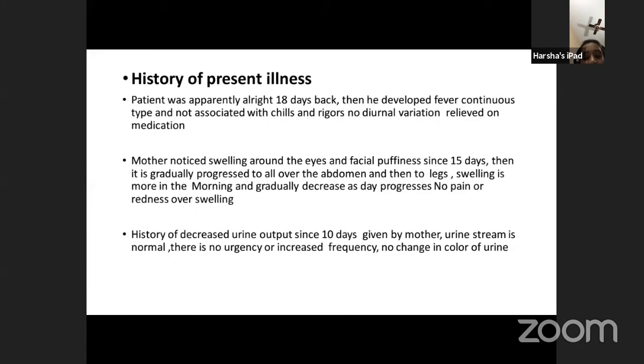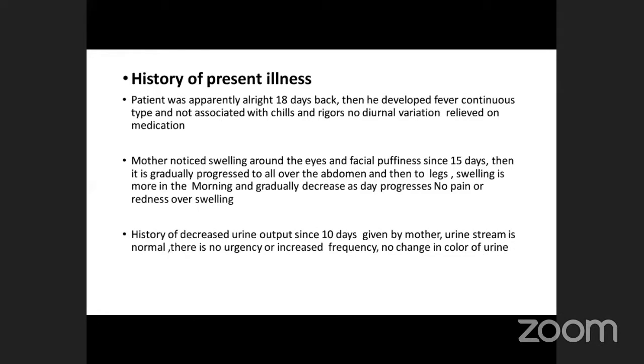All right. And the history of decreased urine output since 10 days is fine. Urine stream is normal. Okay. There's no urgency or increased frequency. Again, I think urgency, increased frequency may not be required here.